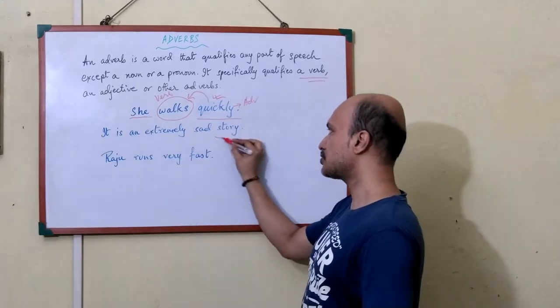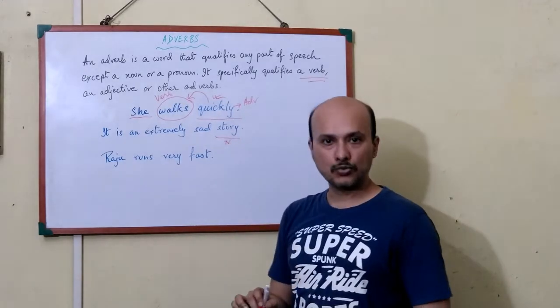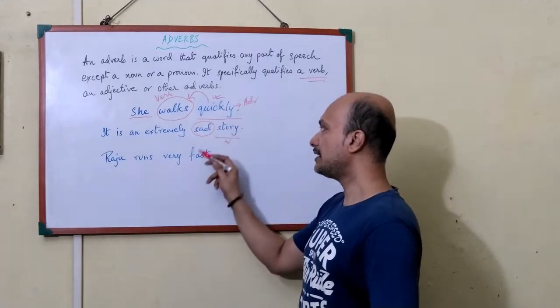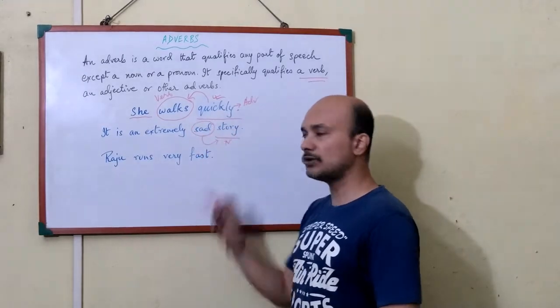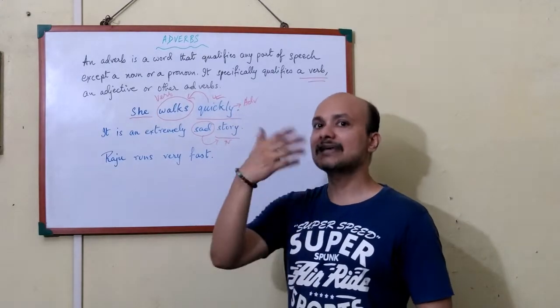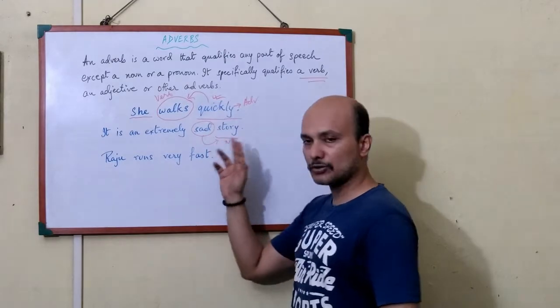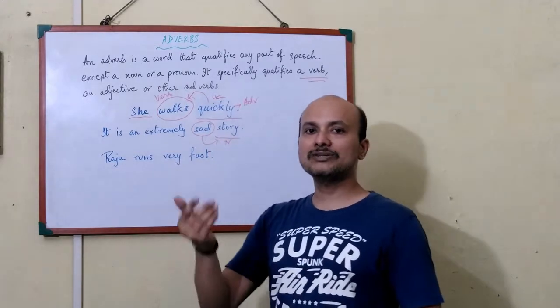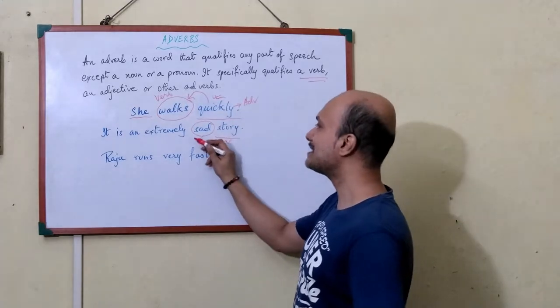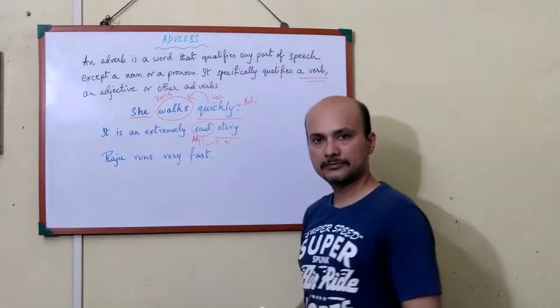We start from the end. Story. Story is a noun. Now this word sad, what does it do? It qualifies this particular word, that is the noun. What kind of story it is? Sad. That means it says something about the noun. And you know, a word which says something about the noun is an adjective. So, sad is an adjective.